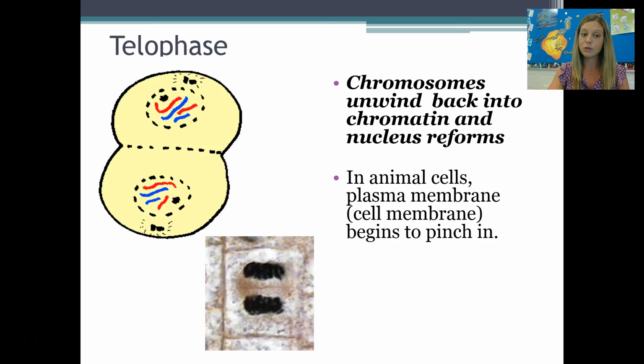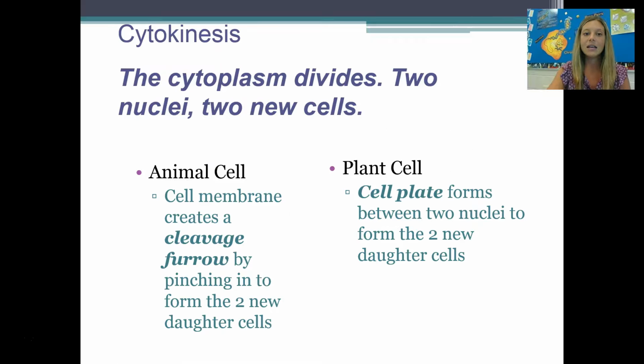In telophase, those chromosomes are going to unwind back into chromatin. The nucleus is going to reform. Now, in animal cells, the cell membrane is going to start to pinch in here. That's not going to happen in plant cells. In cytokinesis, the cytoplasm is going to be cut. So now you're actually going to have two cells.